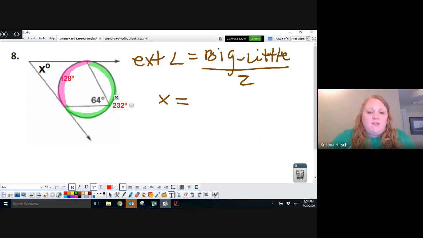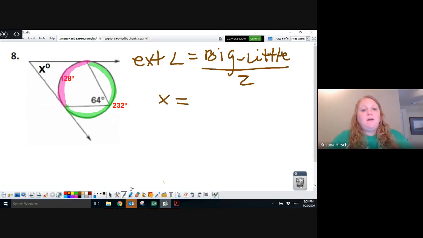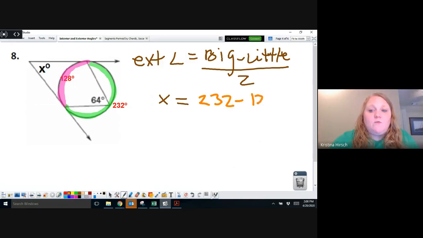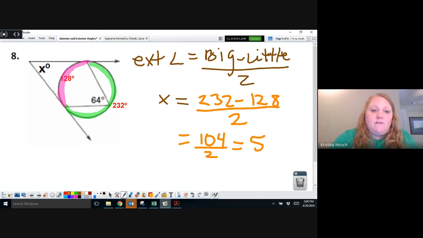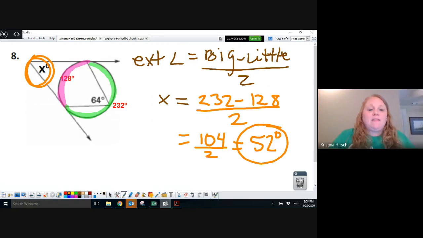Right, so now I know my two arcs. I know my big arc is 232. My little arc is 128, and I'm going to divide by 2 because I'm finding the exterior angle. So 232 minus 128 is 104. Divided by 2 is 52 degrees. And then look at the size of this angle. I mean, does that make sense that it would be 52 degrees? Yes.